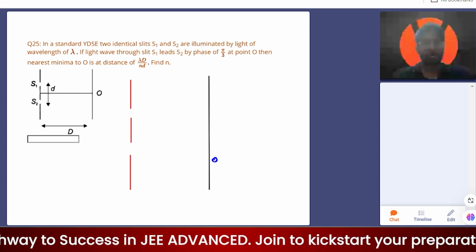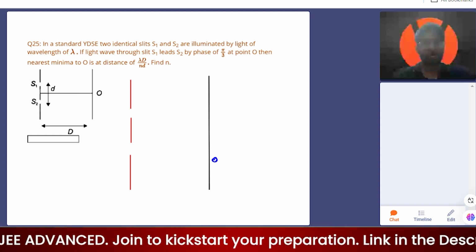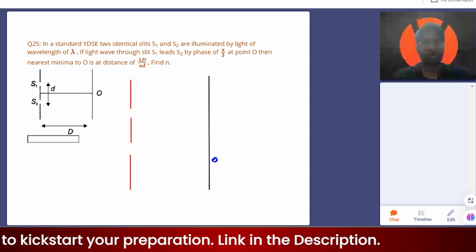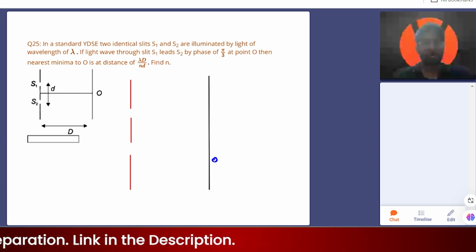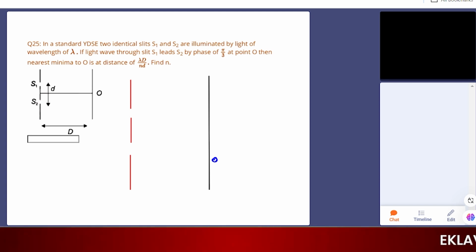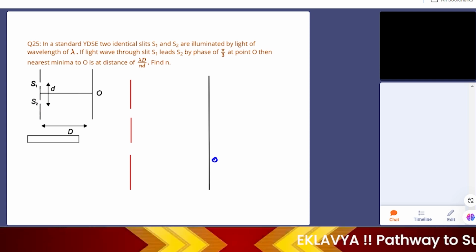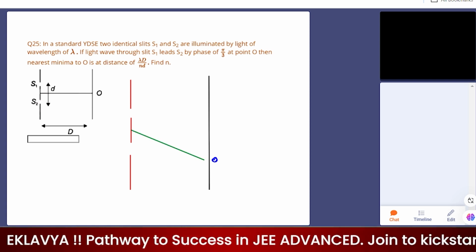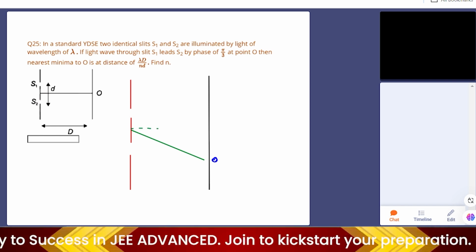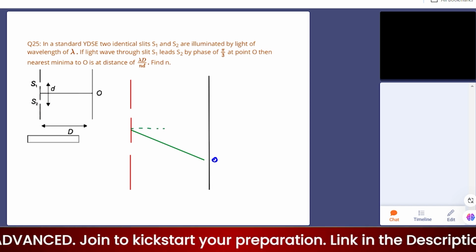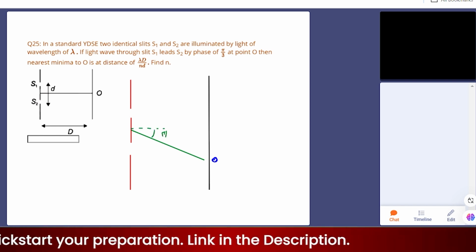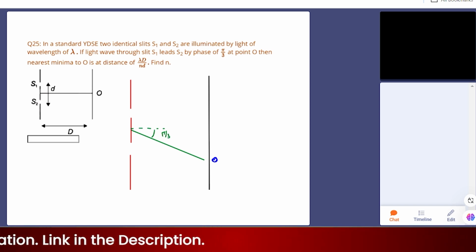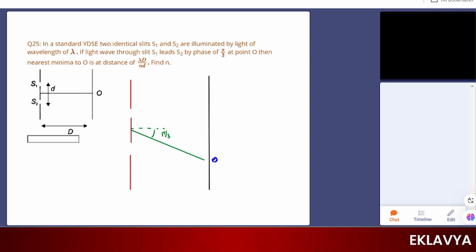Okay, now there can be a phase difference between each one of them. So from slit S1 and S2, when the light is falling at this point O, there is a phase difference of pi by 3. So what I will do, I will just track the phase difference of pi by 3 line. The common line will be over here, making an angle of pi by 3 with x-axis. Now, pi by 3 is 60 degrees.